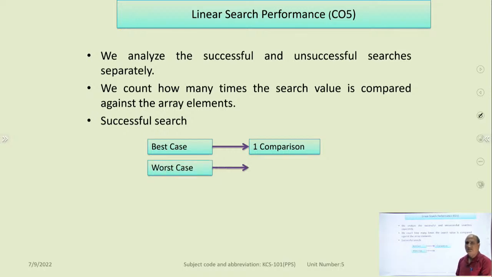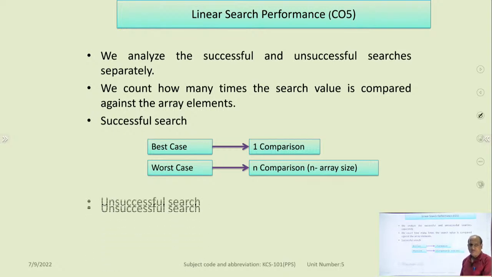And the worst case is that we check each element, and when we reach the end we see that the element is not found or is found at the last position, meaning we may have to compare up to n positions, so n comparisons have to be performed. So worst case running time is big O of n and best case is omega of 1.